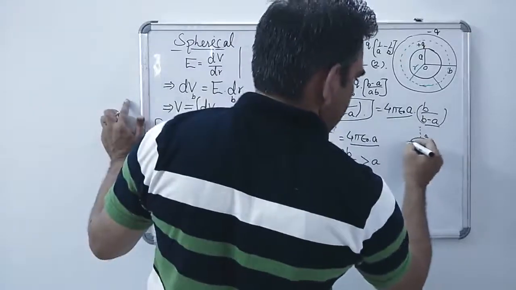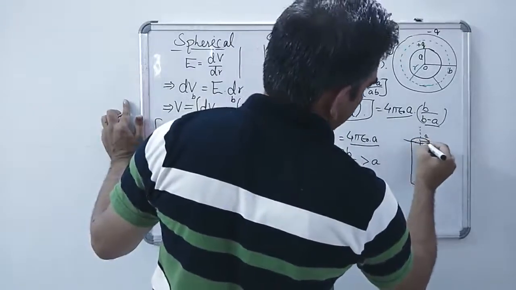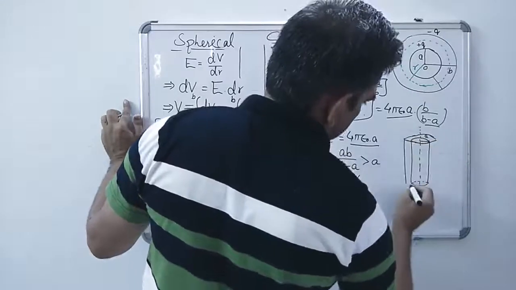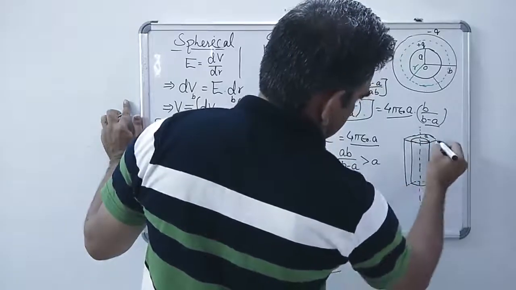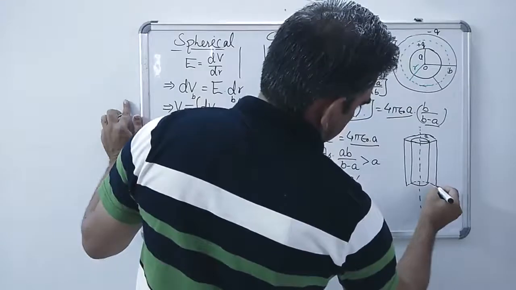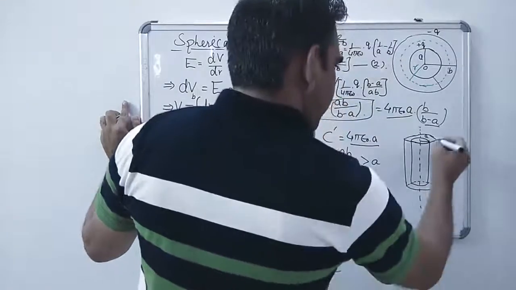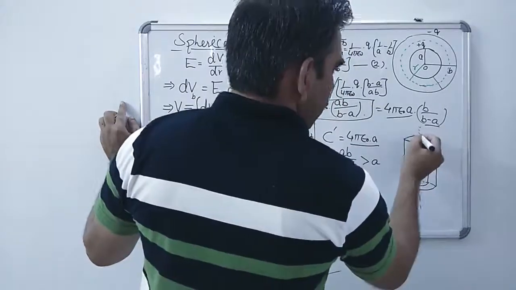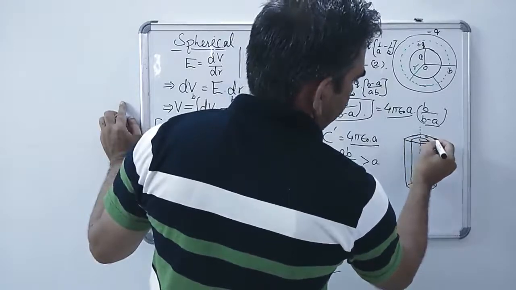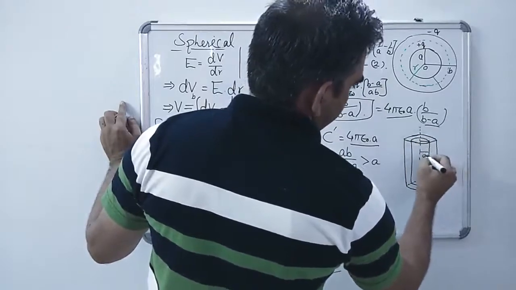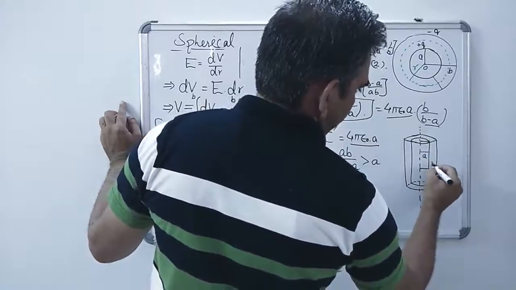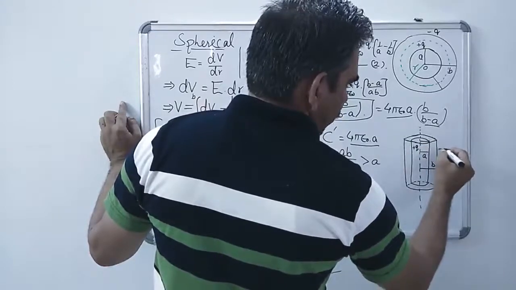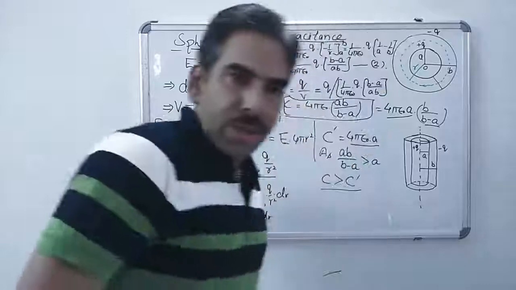axis, having the same axis around it, having a bigger radius. So the two cylinders have the same axis, they are lying on the same axis, so that they are concentric cylinders. You can call them concentric cylinders. So the radius of the inner cylinder is A and the outer cylinder is B. The inner cylinder is charged with charge plus Q and the outer one is charged with charge minus Q. So this is the situation.